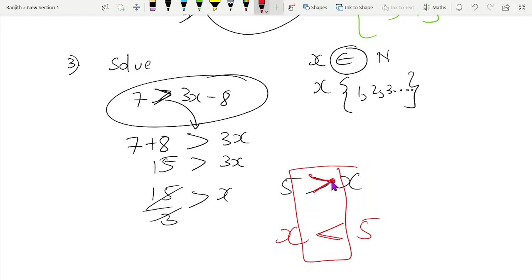Look where the arrow is pointing towards. It is pointing towards X. So even here it should point towards X. So what is the set? What's the answer from this? X is equal to 1, 2, 3 and 4. Okay, 1, 2, 3, and 4.